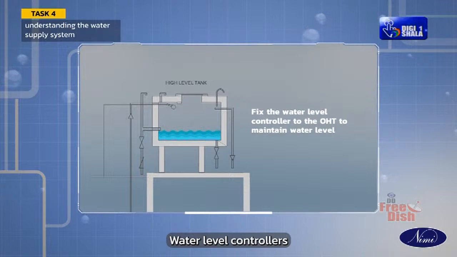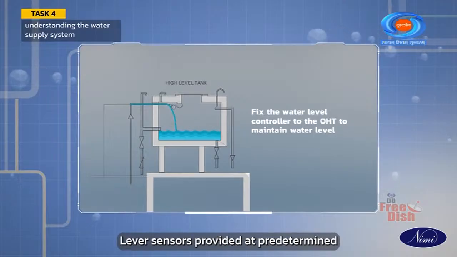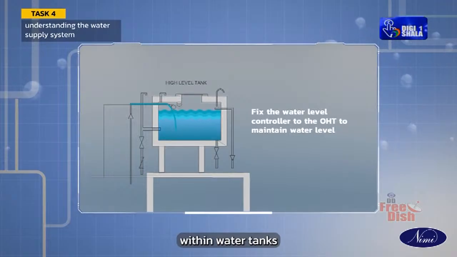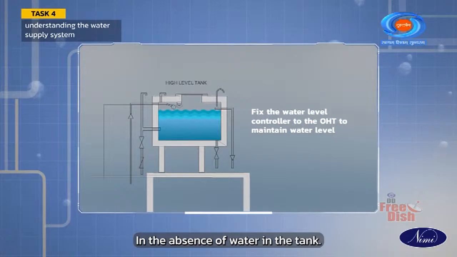Water level controllers are used for facilitating the operation of pumps for automatic filling of storage tanks. Level sensors provided at predetermined high and low levels within water tanks dictate the starting and stopping of pumps in the absence of water in the tank.